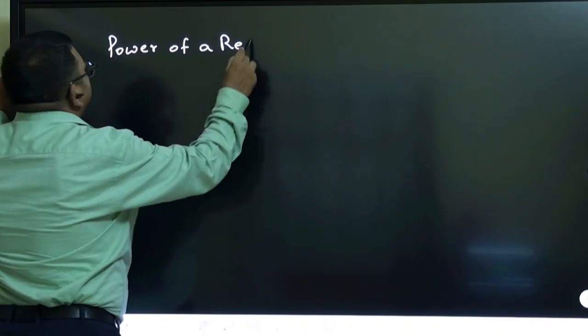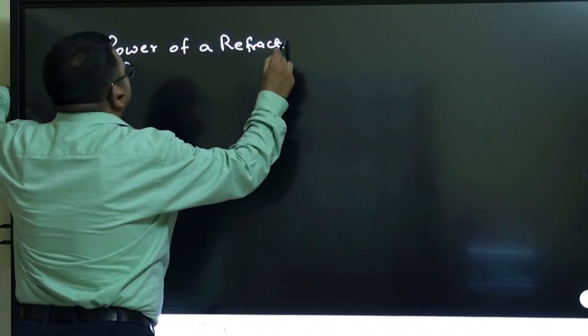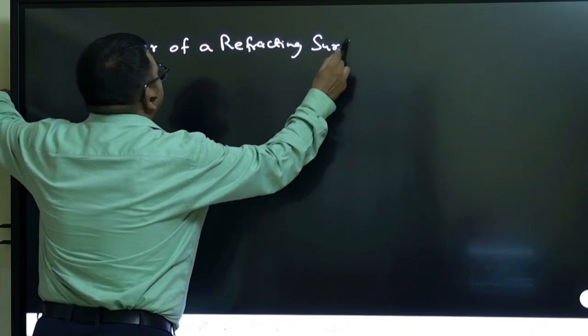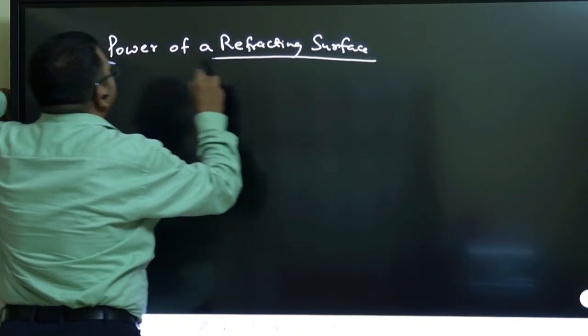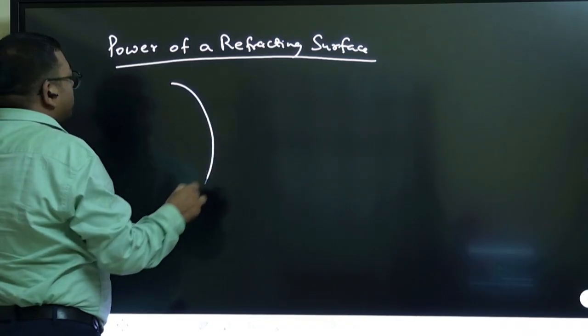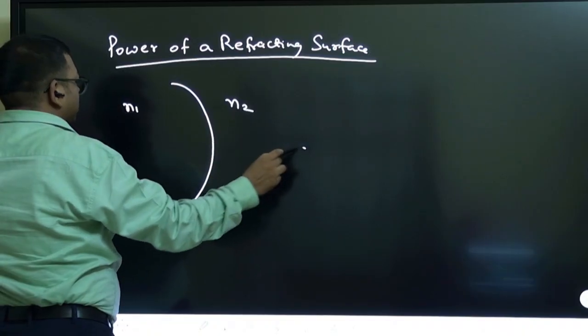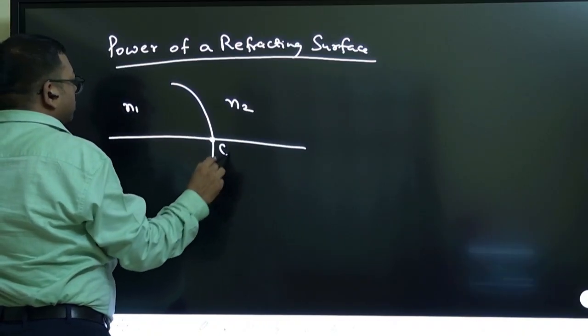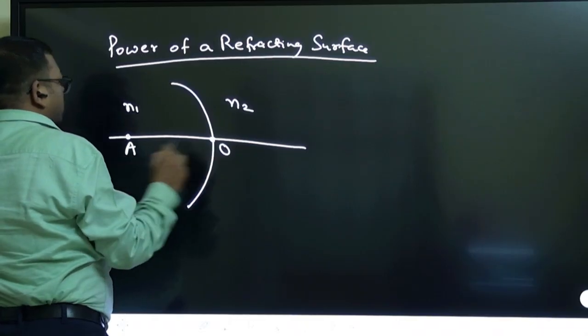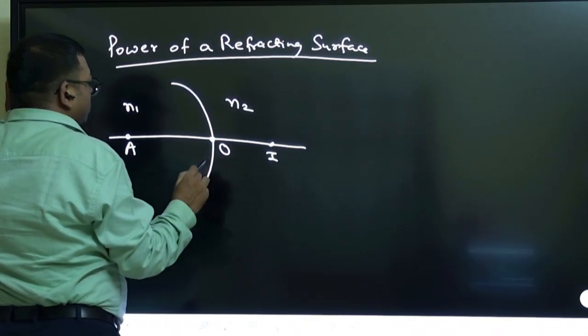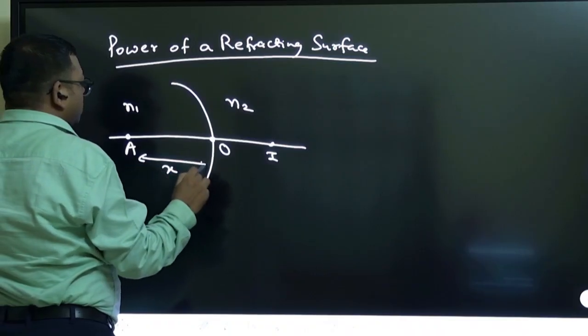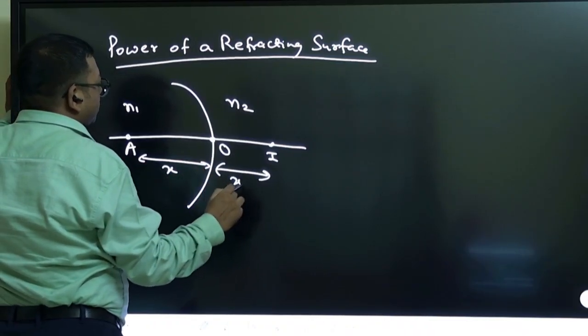Power of a refracting surface. Suppose I take this surface with n1 and n2, the optical center, object, and image. This distance is x, and this distance is x dash.